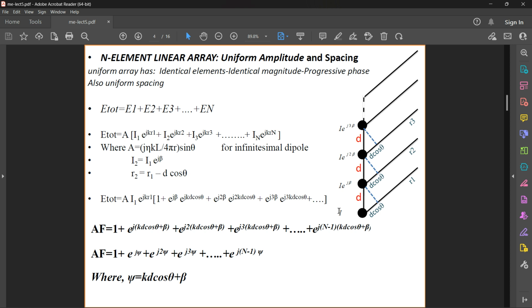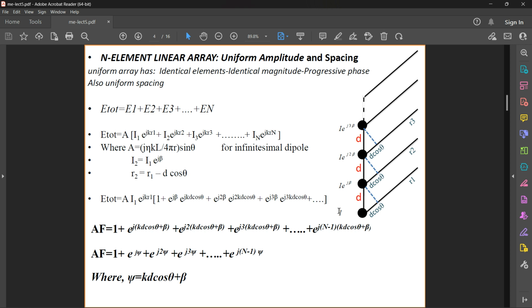So in my previous videos I have told you infinitesimal means negligibly small, very minute. So it does not have any discrete values. And here the current flowing is also relative. Because here the current in the first element and second element has a phase change only. So this has been given as I2 is equal to I1 into e to the power j beta.